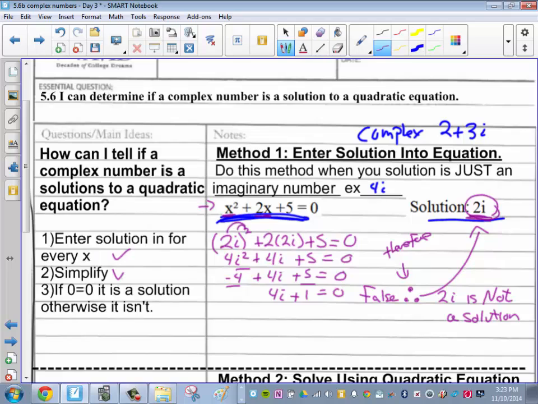The only time you want to use this method is when you're dealing with imaginary numbers, not complex ones. Those are a pain in the butt to plug in here. Only imaginary numbers like 4i or 5i or 12i. But once you have a 2 plus 3i, that's stop. Don't make your life that hard. That's for the next one, okay? And I'll show you that in a moment.